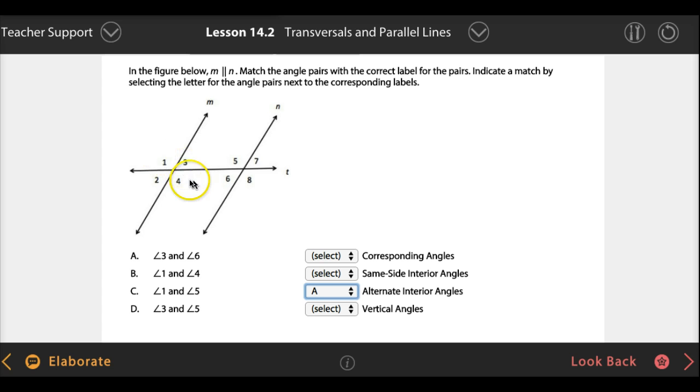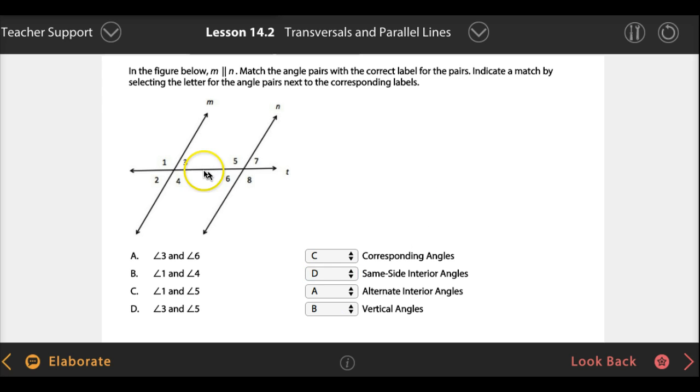What about 1 and 4? Those would be vertical angles. So that would be B, vertical angles. What about 1 and 5? They're both on top of the transversal and both on the left-hand side of the parallel line. So that would be corresponding angles. That would be C. And finally, 3 and 5. They are both on the inside of the parallel lines, but on the right-hand side of the transversal. So it's going to be same side interior angles, and that would be D.